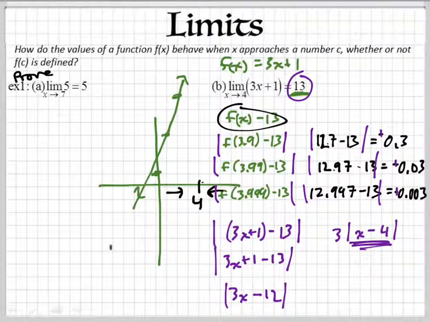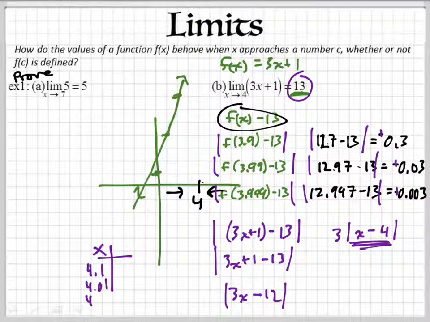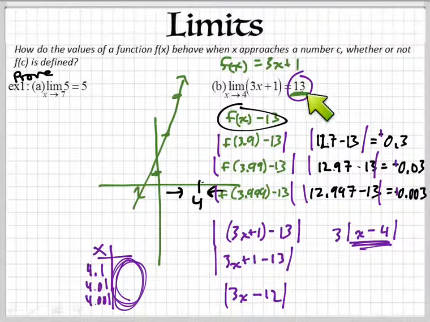I'm just going to write the x values down. I'm not going to do it all. The x values that you're going to plug in are 4.1, 4.01, and 4.001. And when you do that, these numbers right here should be approaching 13. And they do.